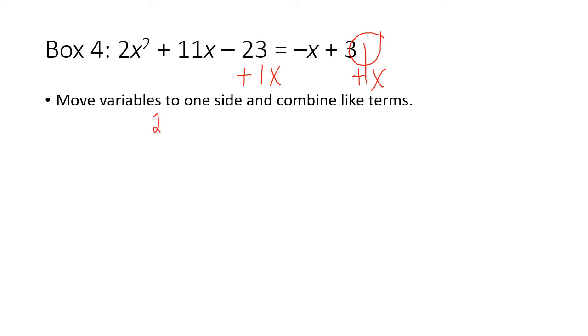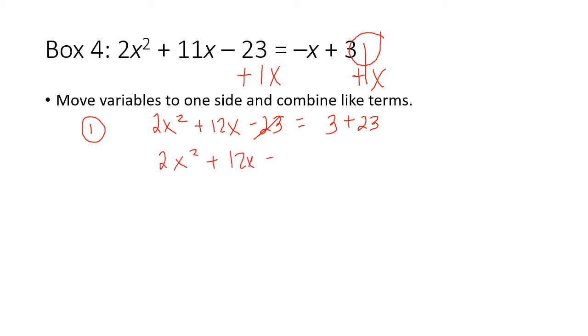So now I'm working with 2x squared plus 12x minus 23 equals positive 3. And now I can begin. So step 1, same thing. I'm going to move my c. It's a negative, so I'm going to add. And I have 2x squared plus 12x equals 26.